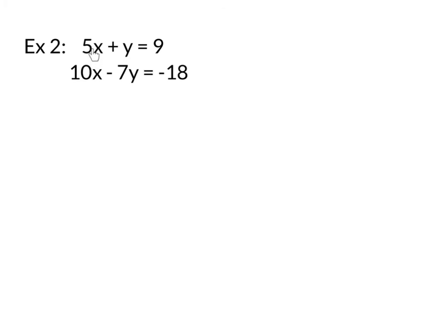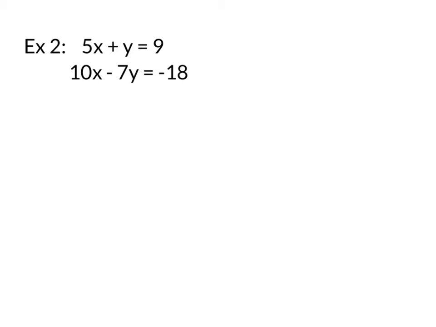So I have my options. I'm looking at my x's. I have a 5 and a 10. So if I wanted these to eliminate, they would need to be the same number but opposite signs. So if all I did was multiply this top equation by 2, I would get a 10x up here as well. And then I'd have both as 10x. And then I just need to make one of them a negative. I can also do the same thing with the y here. I have a positive 1y up here and negative 7y down here. So what I could do is multiply this top equation by 7. So I'd have a positive 7y on the top and a negative 7y on the bottom.